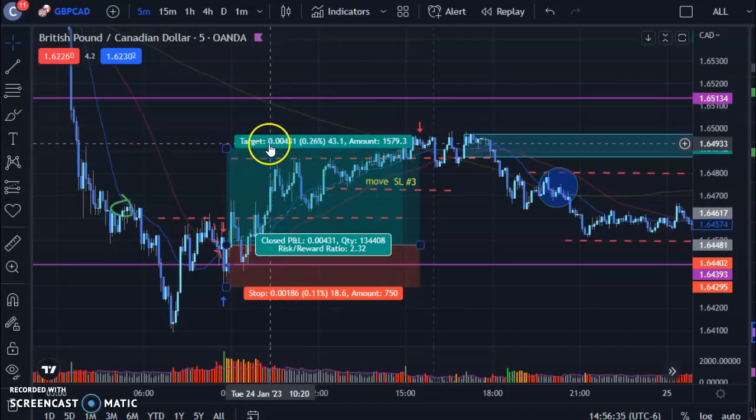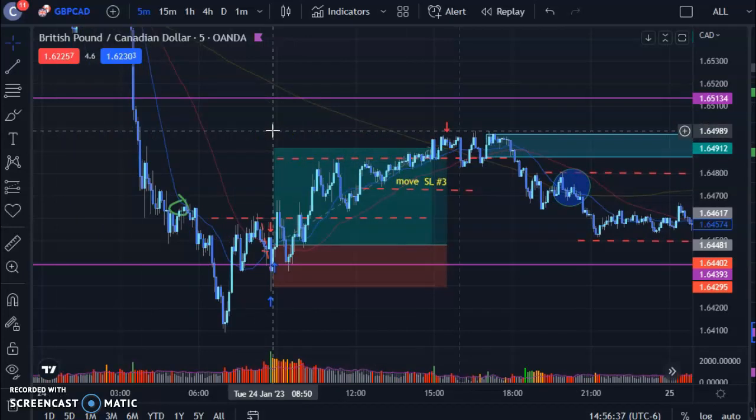But yeah, it was a decent trade. Made a couple R out of the deal. I think in total after the one full stop loss, it's about 1.4 R profit. So yeah, not a bad little trade.